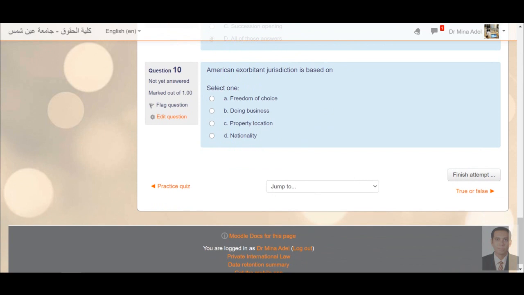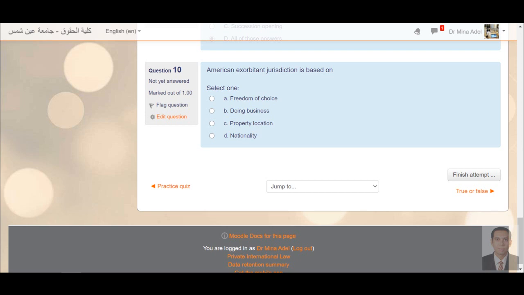And here we reach the final question in the second quiz, question 10. American exorbitant jurisdiction is based on, as you know, we talked about exorbitant jurisdiction, the jurisdiction privilege, and concerning American law, we have 4 choices. The first one is freedom of choice, doing business, property location, and finally nationality.